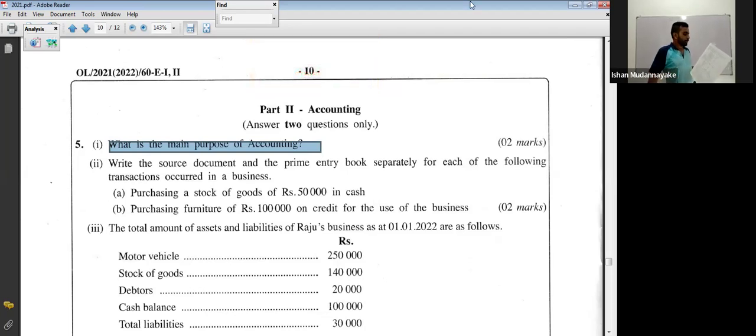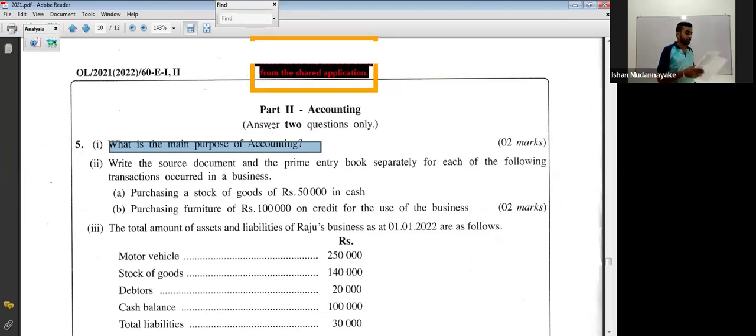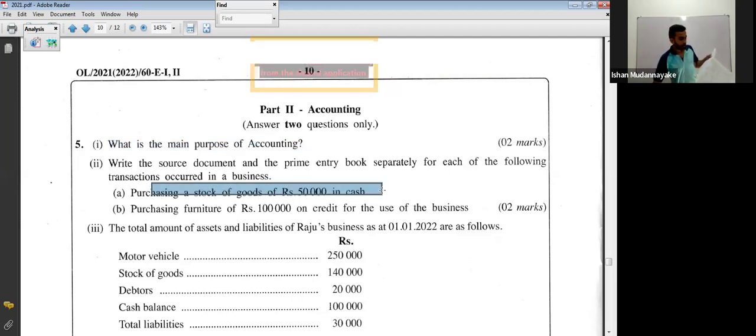Write the source document and the primary book separately for each of the following transactions occurred in the business. First one: purchase a stock of goods of 50,000 in cash. Purchasing 50,000 stocks on a cash basis. Then the source document is what? Source document is payment voucher. And then the primary book is what? Primary book is cash book.